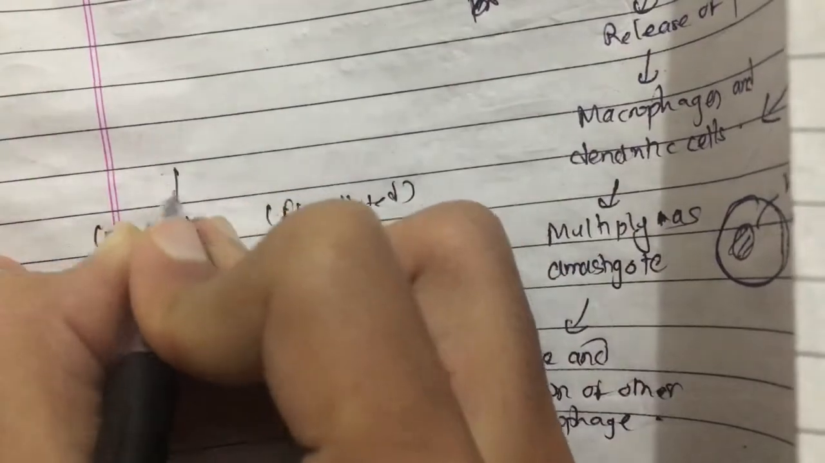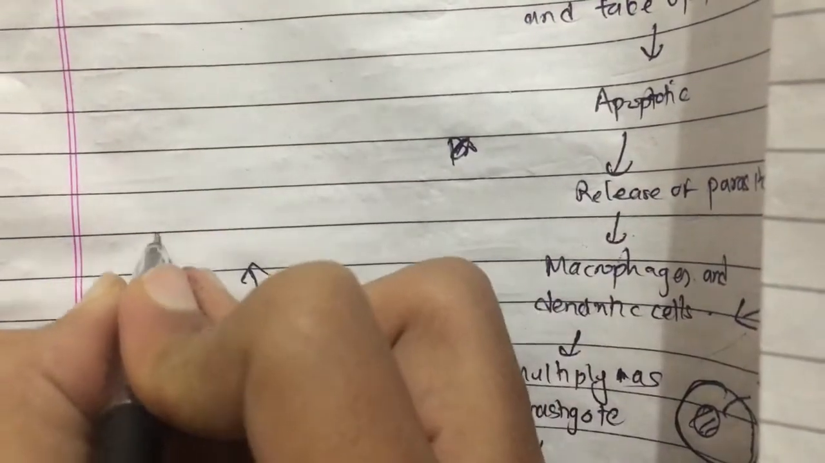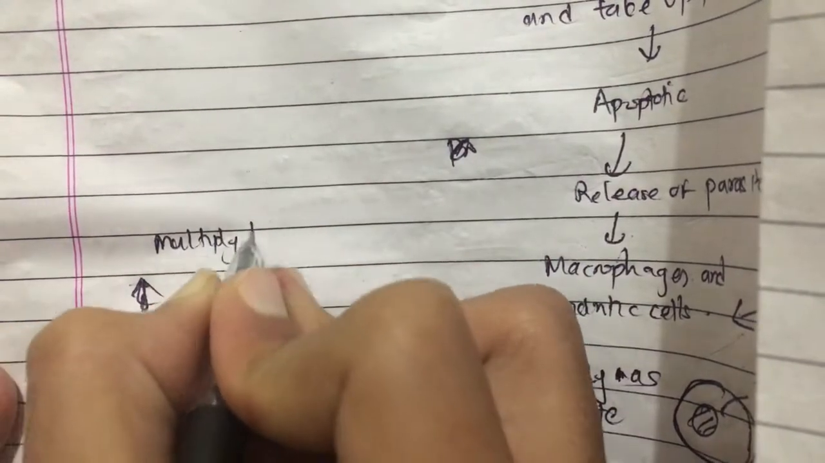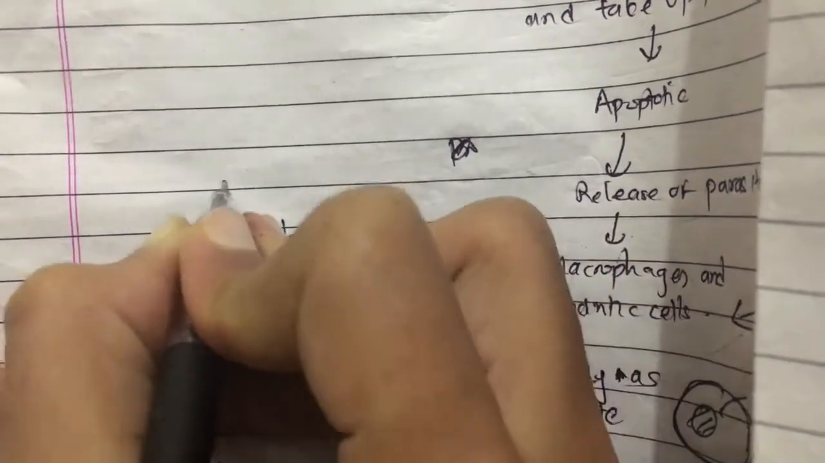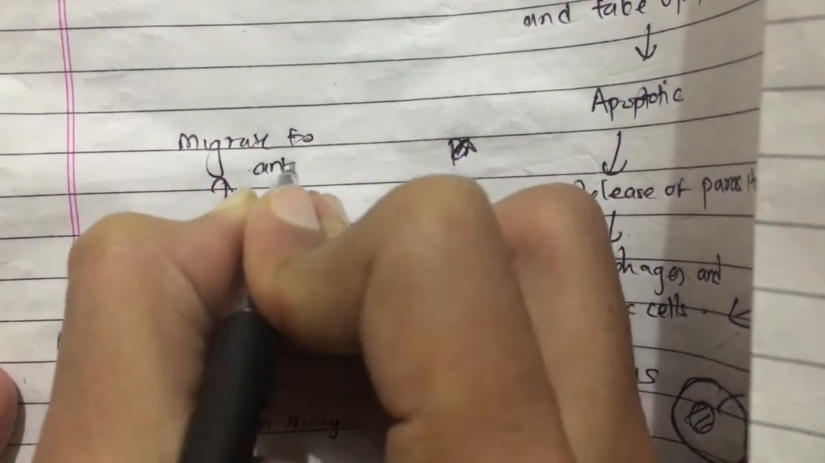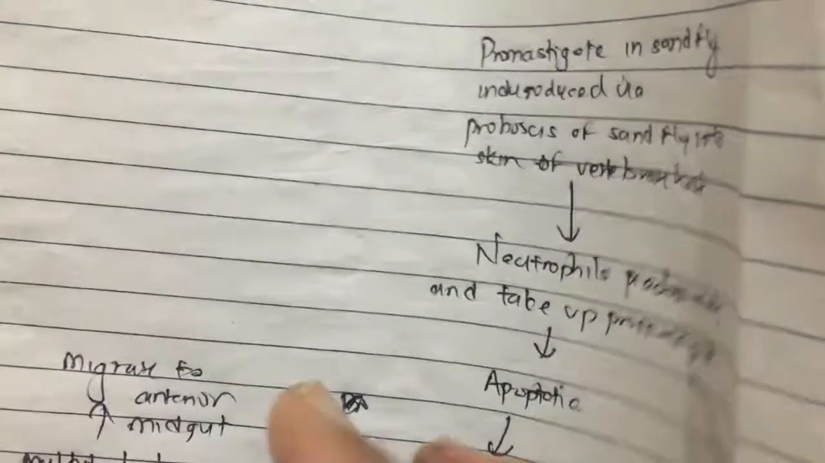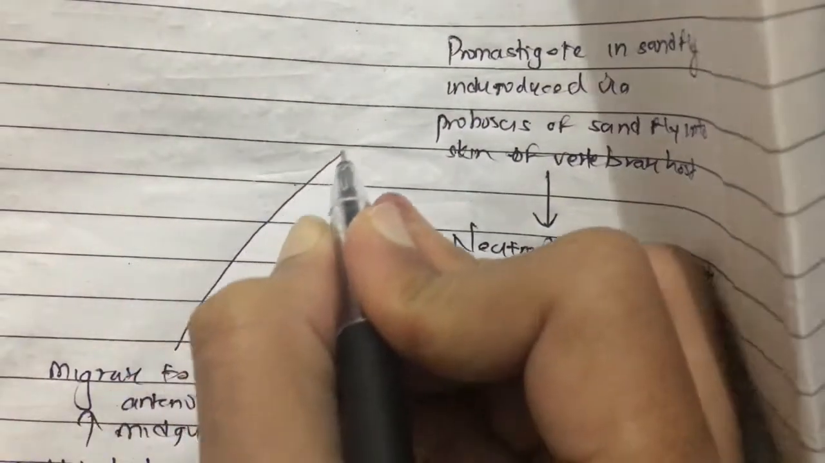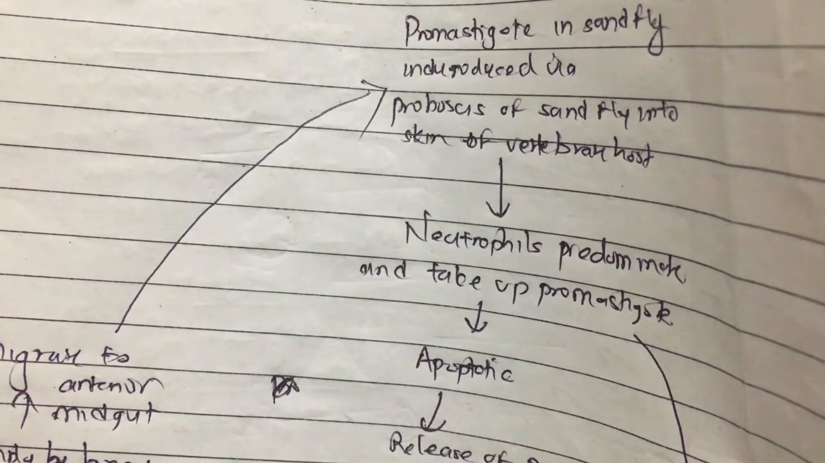Now these promastigote forms multiply by binary fission, and they start to migrate to the anterior midgut. And again, when they bite new humans, these promastigote forms are introduced by the proboscis into the skin of the vertebrate host, and they can infect the new host.